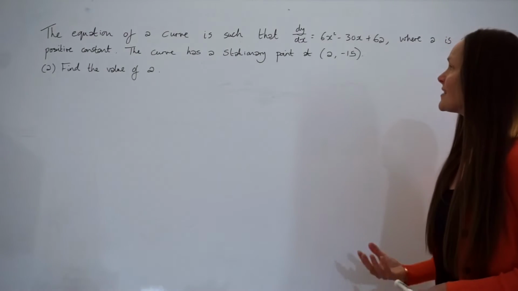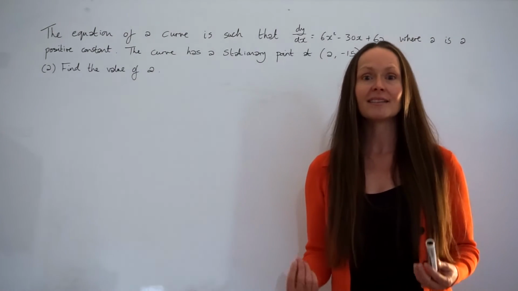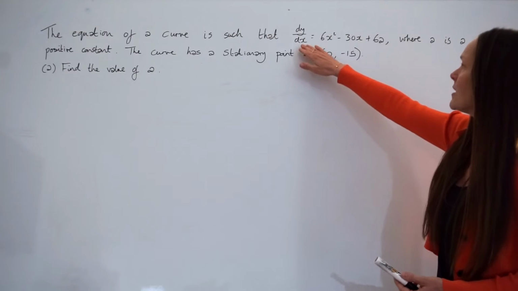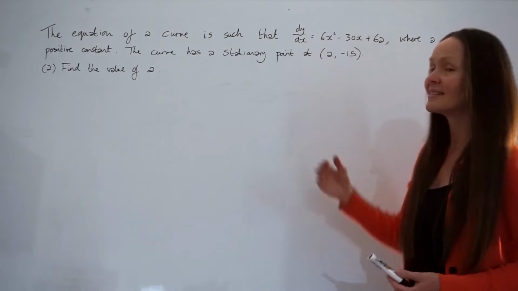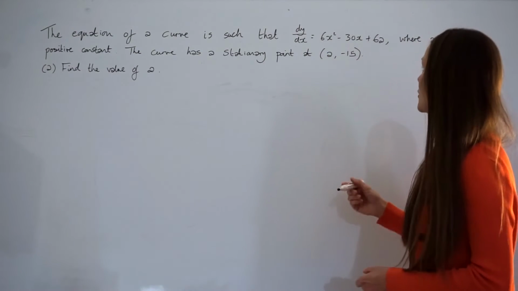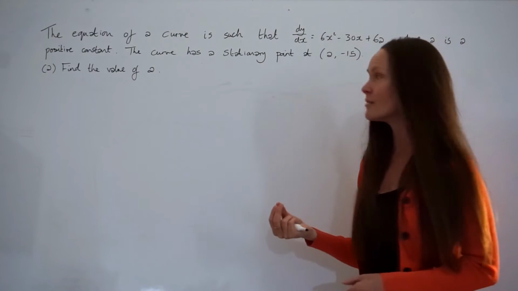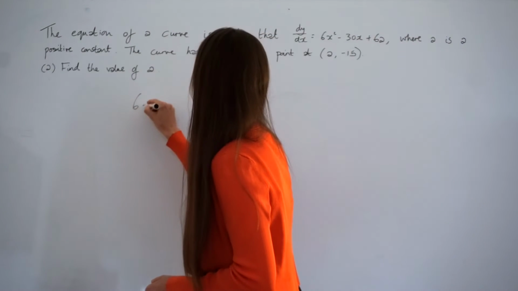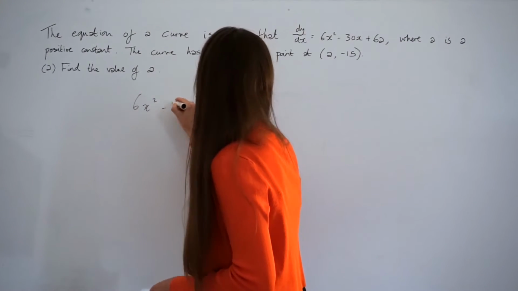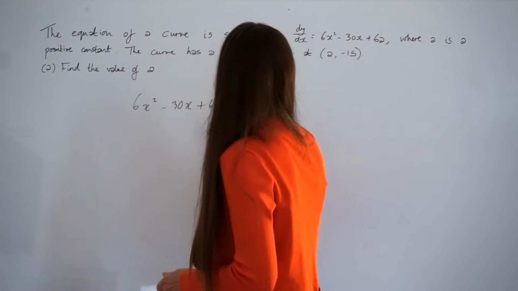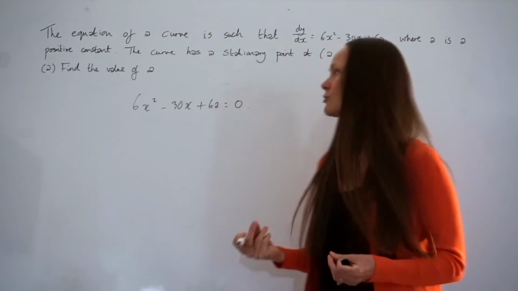So remember, at a stationary point, the gradient is always equal to 0. And we have an expression for the gradient here. Remember, dy by dx is the same thing as the gradient of the curve. So I'm going to start by putting this expression equal to 0. That's the first step. So 6x squared minus 30x plus 6a equals 0, because the gradient is always 0 at the stationary point.